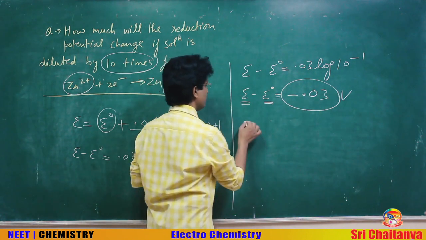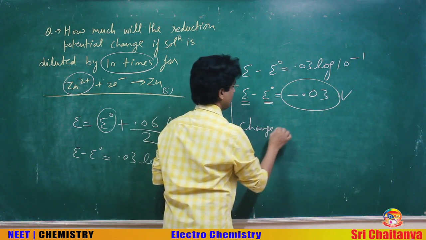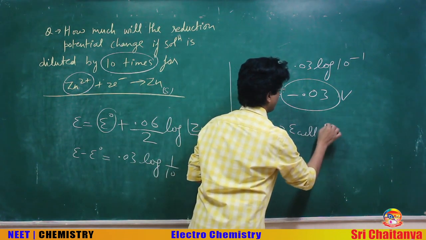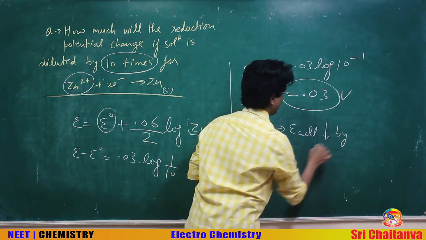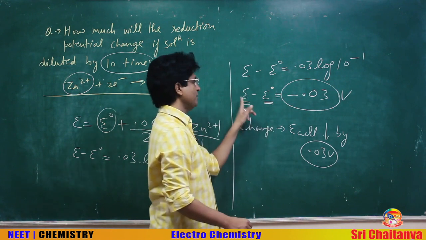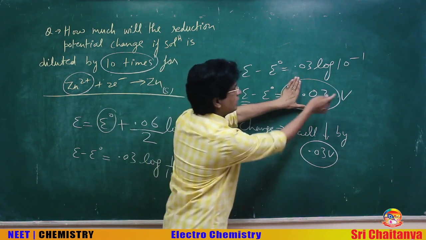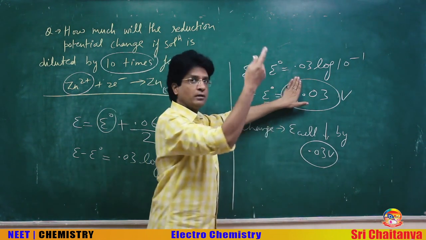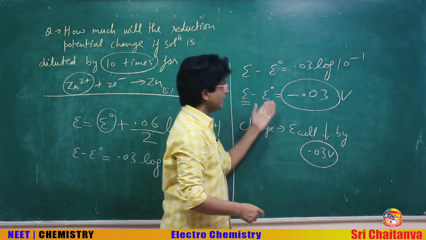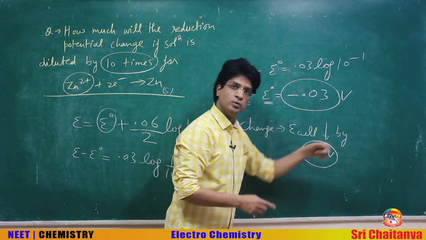So I can say the change is that cell potential E cell will decrease by 0.03 volt. If the answer was like E minus E naught equal to 0.03 volt, that means E cell has risen, increased by 0.03 volt. Negative sign means that it has decreased by 0.03 volt.